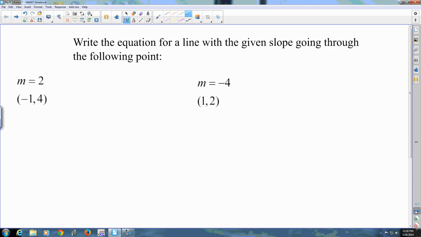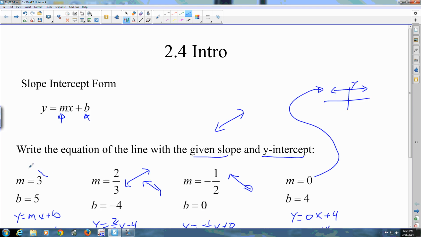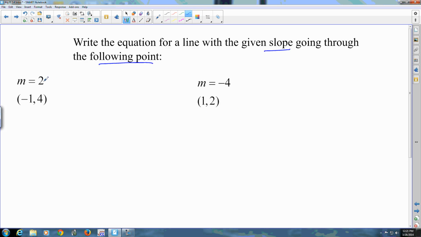All right. Write the equation of a line given a slope and going through the following point. So just, not that you have the attention span of a gnat, but just going back: here you were given the slope and the y-intercept. Here you're given a slope and a point. It didn't ask you to graph it, but to help you see it, negative 1, 4 is right here with a slope of 2, up 2 over 1. So your line is looking something like this.